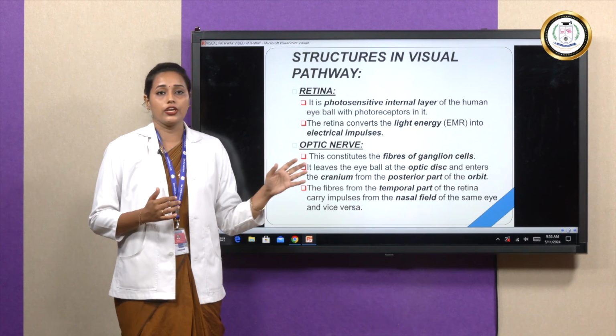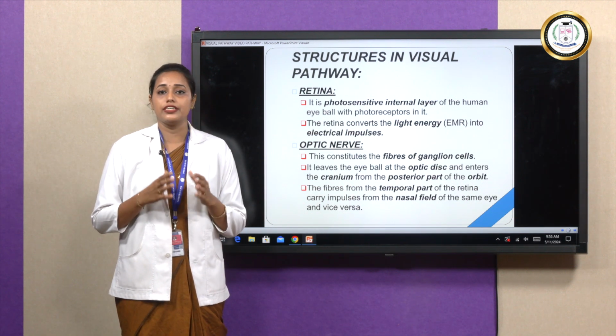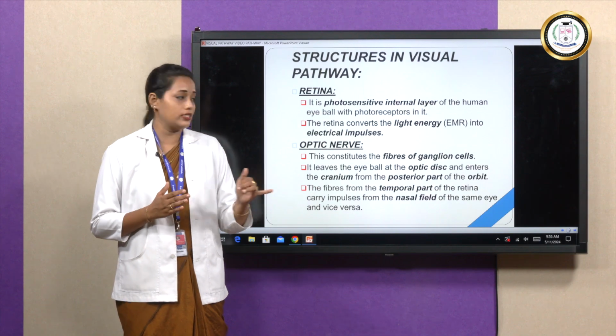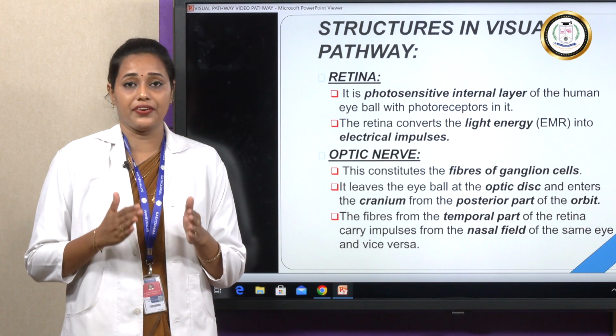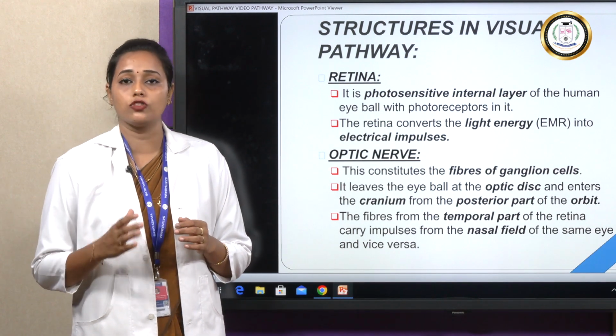Next comes the optic nerve. The optic nerve constitutes the fibers of ganglion cells. The optic nerve leaves the eyeball at the optic disc. This optic disc is also known as blind spot and enters the cranium from the posterior part of the orbit.